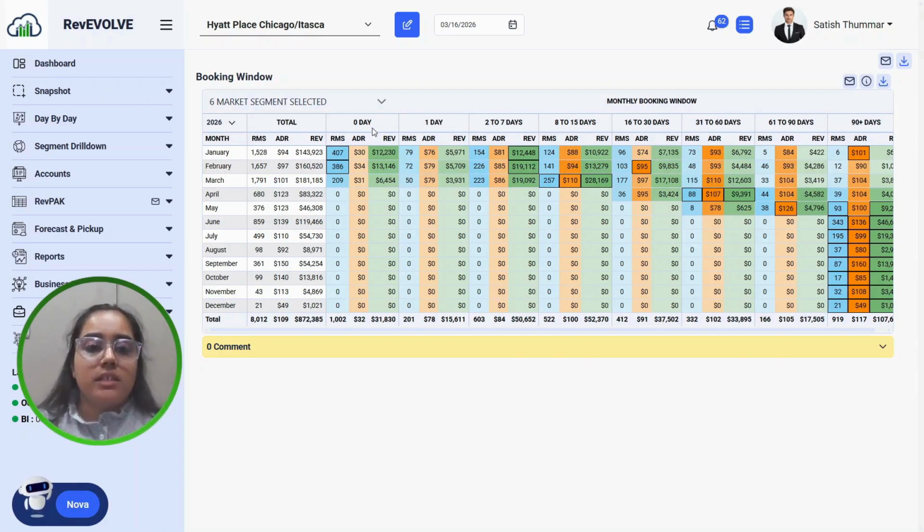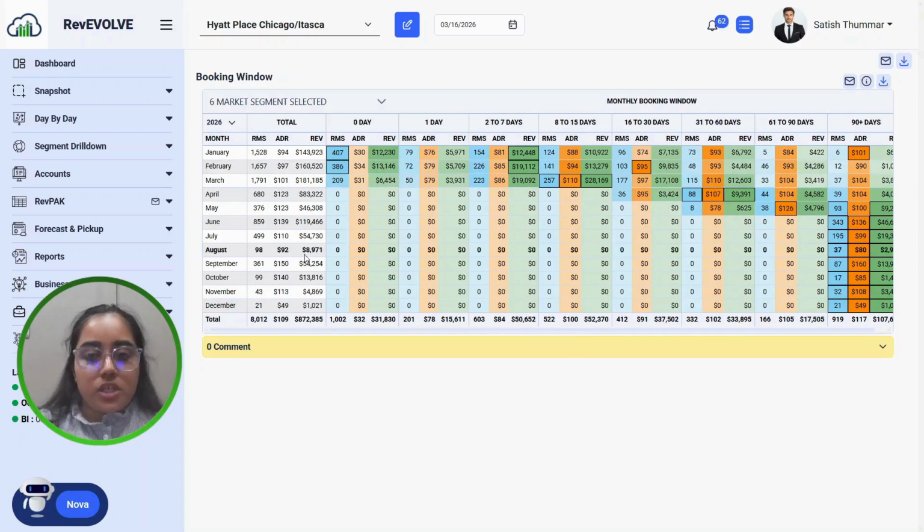such as the 0 day, 1 day, 2 to 7 day, and up to 90 plus days. Each category represents how far in advance the reservation is made before arrival. So, by looking at this distribution, we can clearly understand when demand actually enters the system, right?